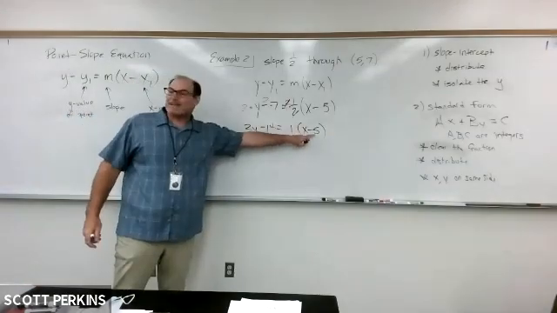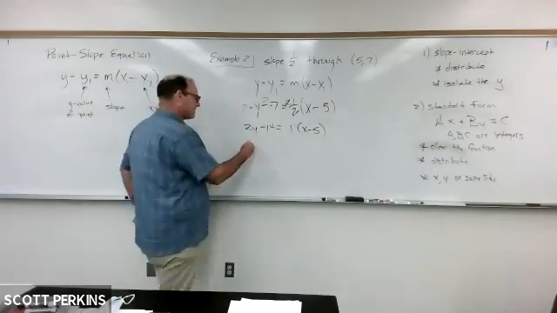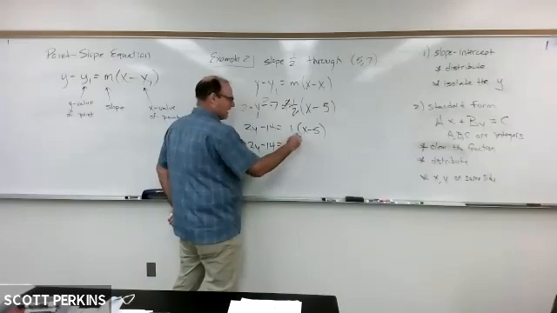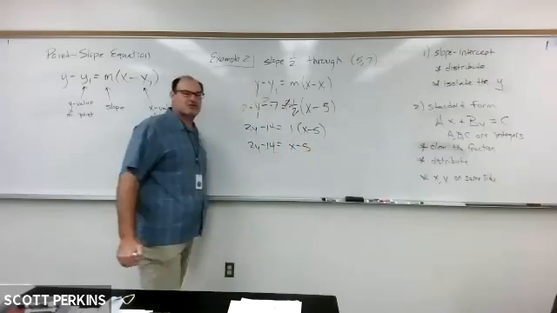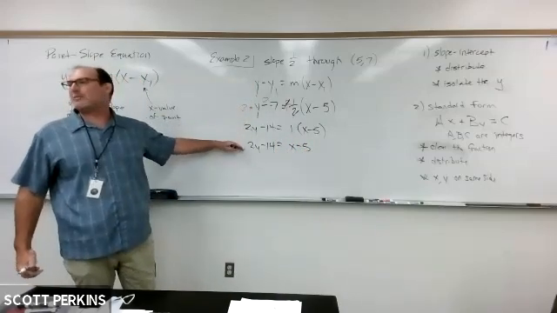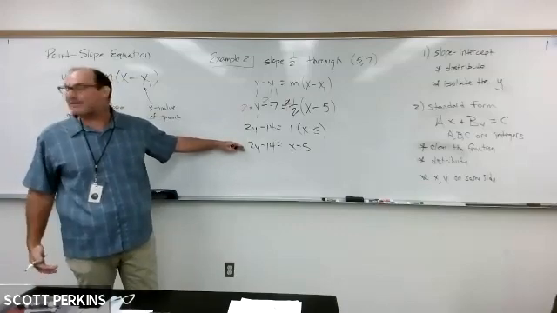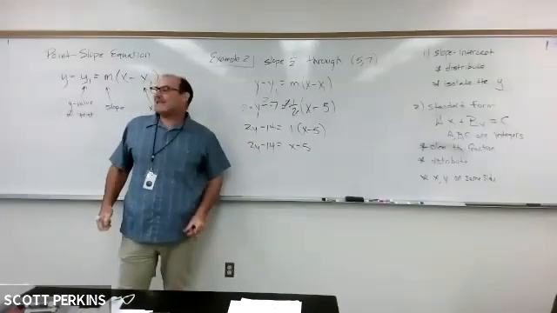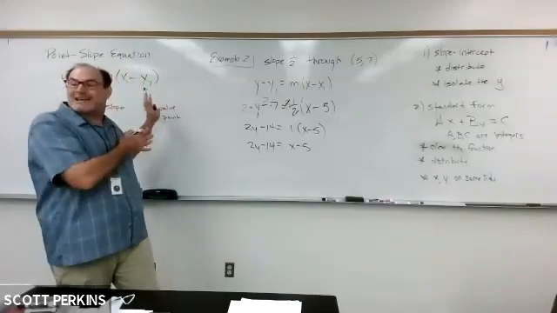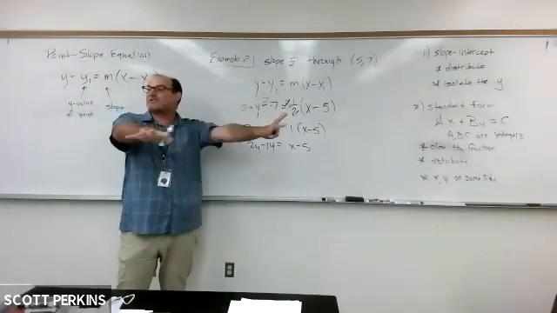So 1 times anything is itself. So when I distribute, it's just going to be x minus 5. So that's step 2. So I cleared the fractions. I distributed the 1, and I just got what I started with. And then the very last step is I'm going to get the x's and the y's on the same side. I'm going to get all the numbers on the other side.